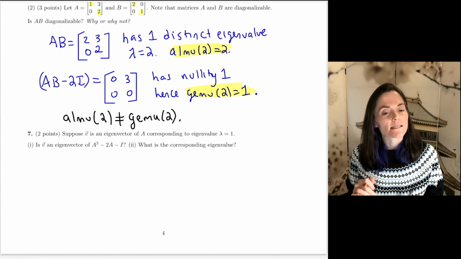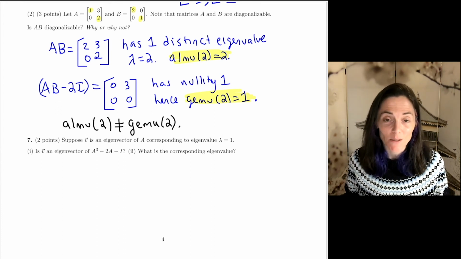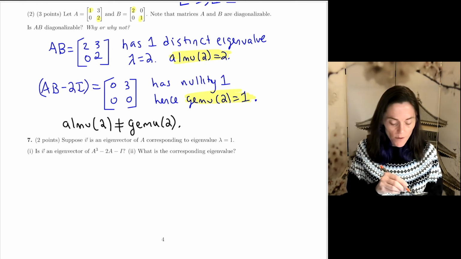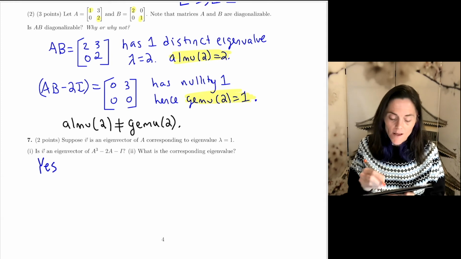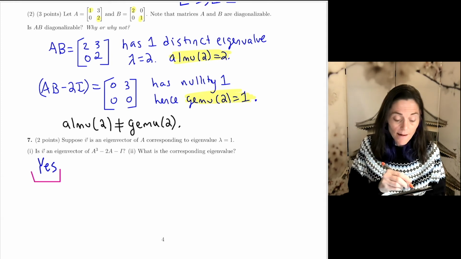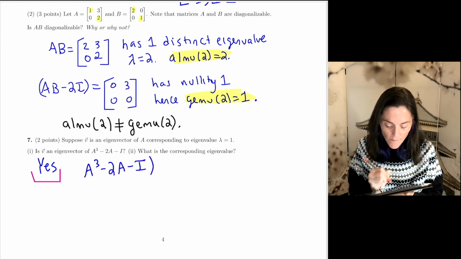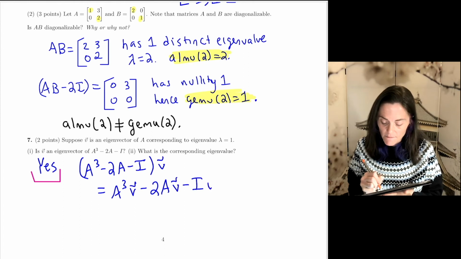Now, question 7. V is an eigenvector of A corresponding to eigenvalue lambda equals 1. Is V an eigenvector of A cubed minus 2A minus I? Yes, it is. I'll just start off by saying yes. We have practiced things like this. They are great questions, but we know A cubed minus 2A minus the identity times V. What happens here? A cubed V minus 2A V minus the identity V.